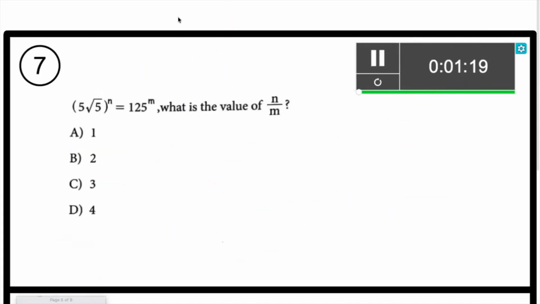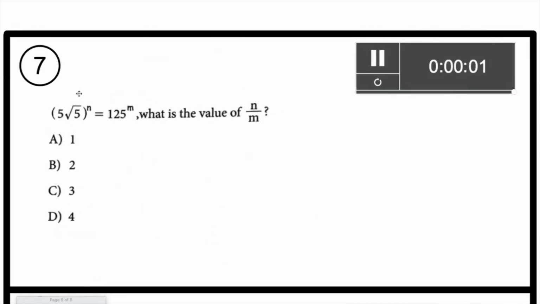All right, let's try 7. I got 2. Yeah, that's right.